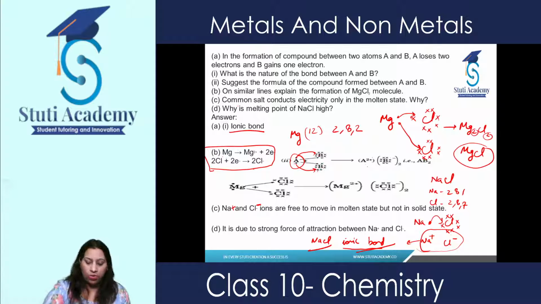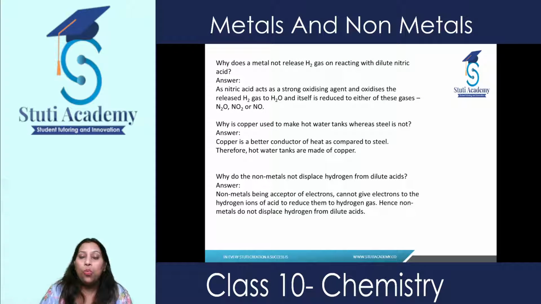So this is the question. Now next is, why does a metal not release hydrogen gas on reacting with dilute nitric acid? See, as we can say that nitric acid is a strong oxidizing agent. If you remember, I explained this exception. So nitric acid is a strong oxidizing agent, and it oxidizes the hydrogen gas to water, and itself gets reduced into these gases.